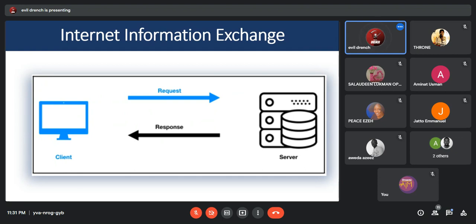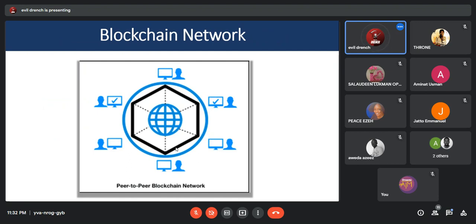So theoretically, a server is just like a computer. There's no difference between a server and a computer. But in practice, the purpose of servers is to serve end users concurrently as they're asking for information or asking for data. Okay, so now to the blockchain network.